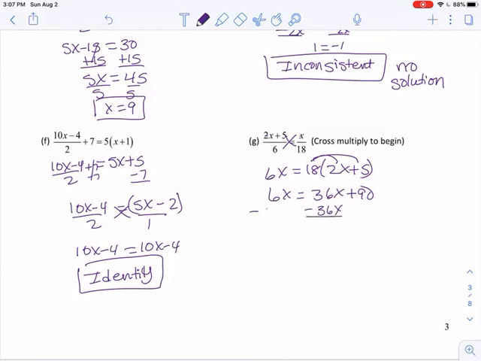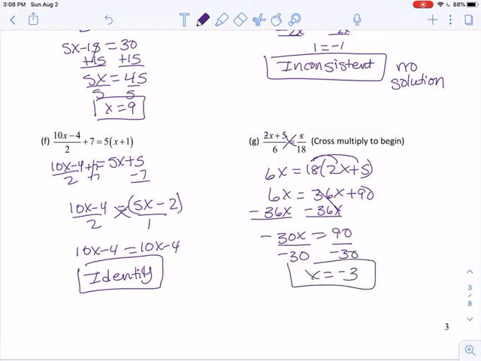I'll subtract 36x. So that gives me -30x. Normally I bring the smaller thing over to the other side, but if I did that in this case, I'd be left with nothing on the left, and that would not be good. So I have x equals -3.